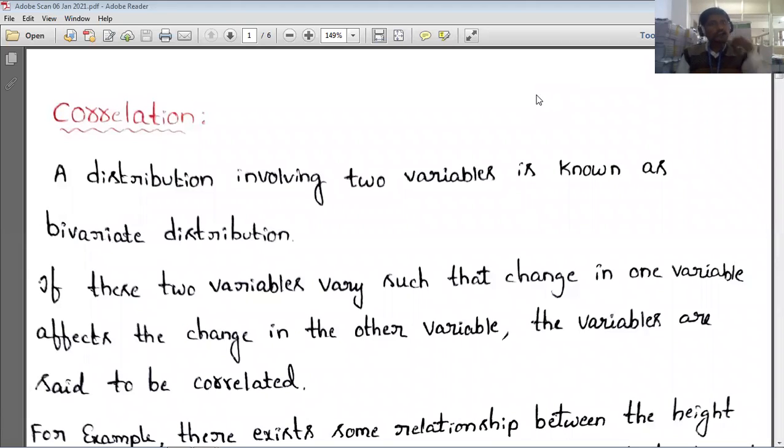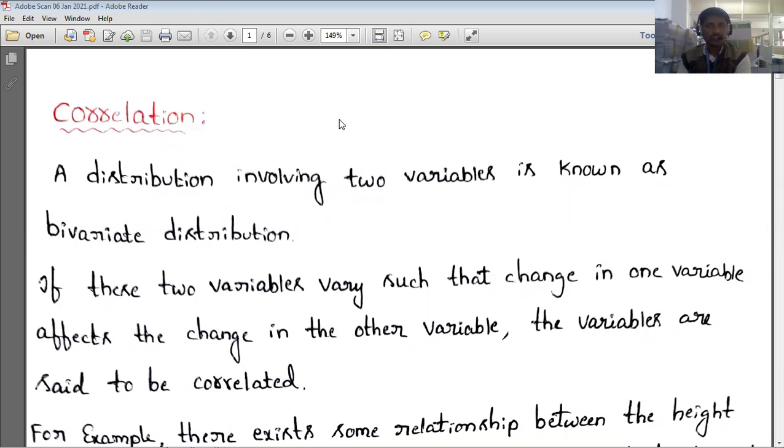We're going to see the topic on correlation. In the first part we learned curve fitting: fitting a straight line, fitting a parabola, fitting a power curve, an exponential curve, a second degree polynomial. All those things we saw. Coming to the second part, we have correlation and regression. This is the second part of your fourth unit.